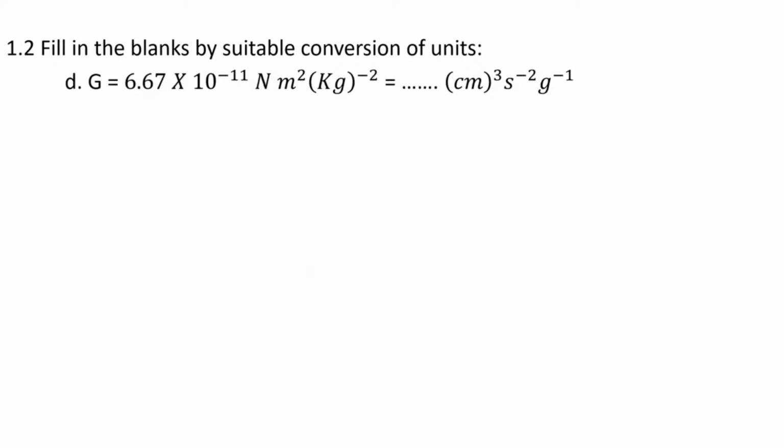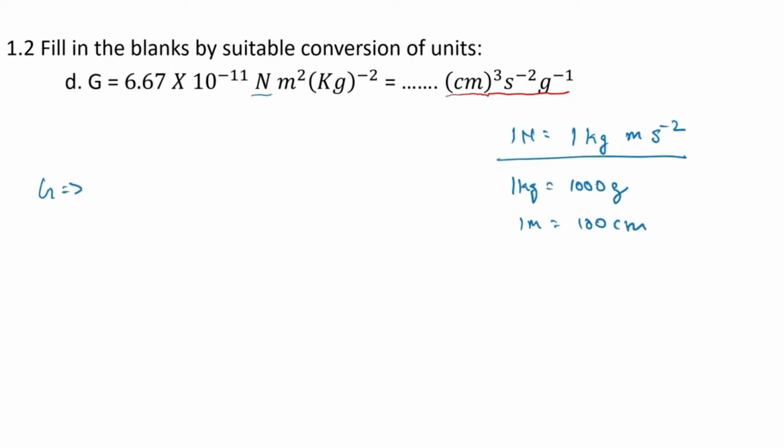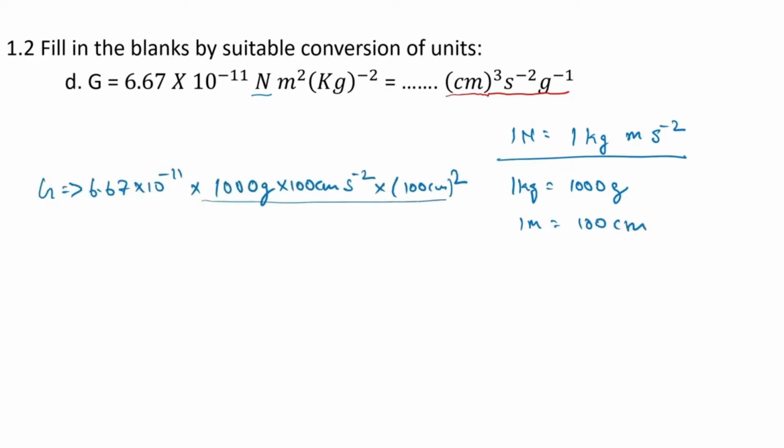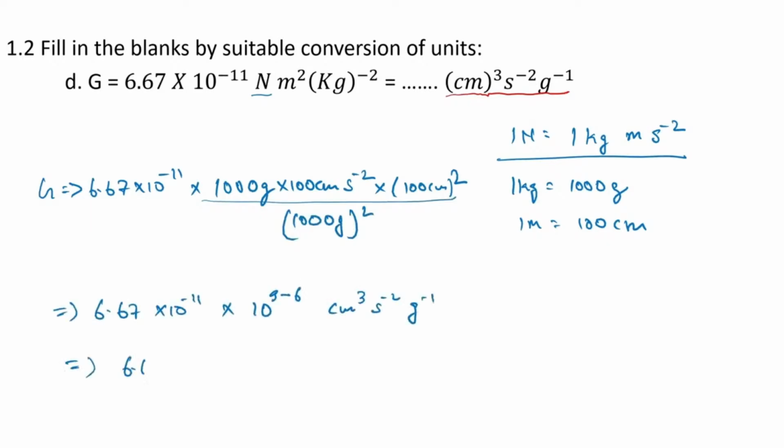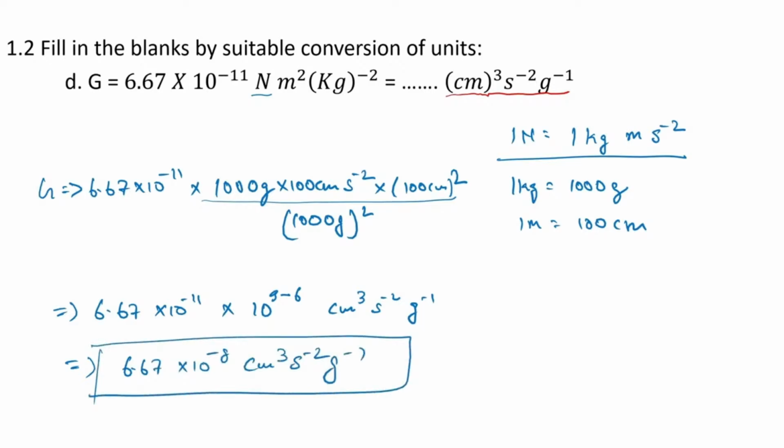Now the gravitational constant, which is given in the SI system, needs to be converted into the CGS system, that is centimeter gram second system. So here 1 Newton stands for 1 kg meter per second square, and 1 kg is equal to 1000 gram, 1 meter equals 100 centimeter. So substituting these values, we will get 6.67 into 10 to the power minus 8 centimeter cube per second square per gram.